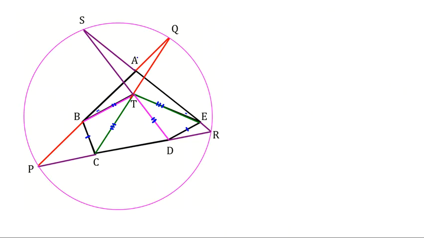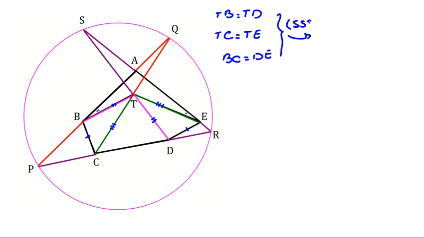Now, let's analyze this problem. We work a little on the assumptions and a little on the sentences of the problem. First, these two triangles are congruent by what? By three sides. Because TB equals TD, TC equals TE by the assumption of the problem, and BC equals DE. So by which criterion? Three sides. We can say triangle BTC is congruent to triangle DTE.